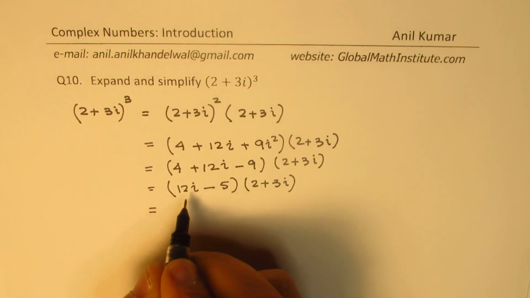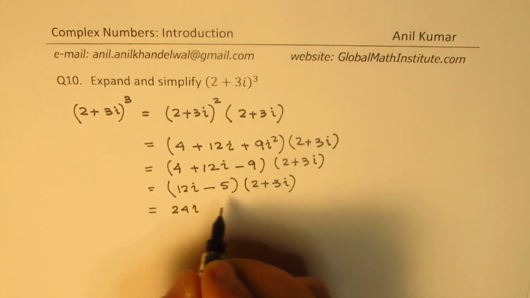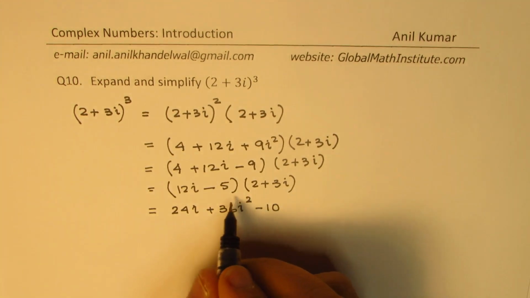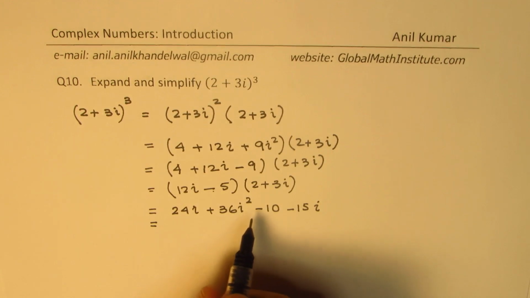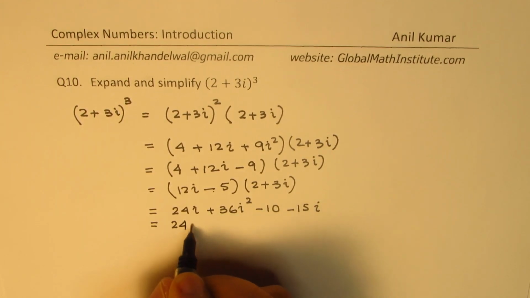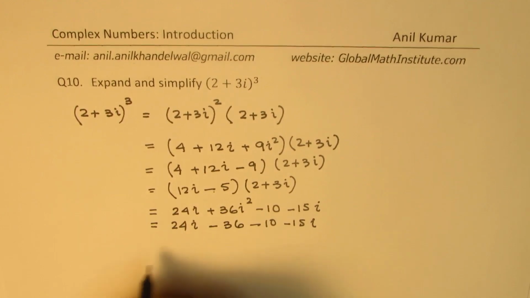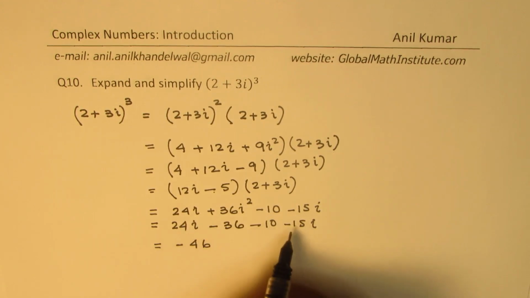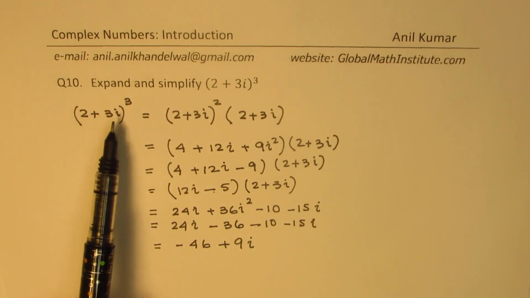And now we can apply the distributive property. Multiplying by 12i first, we get 24i, and 12 times 3 is 36 i square. Then with negative 5 times 2 we get negative 10, and negative 5 times 3i, negative 15i. Combining the like terms, let's go one more step. So 24i minus 36 i square minus 10 minus 15i. With i square as negative 1, what we get here is minus 36 minus 10, which is minus 46, and 24i take away 15i means 9i. So we get plus 9i. So that becomes the result of the cube of 2 plus 3i, right?